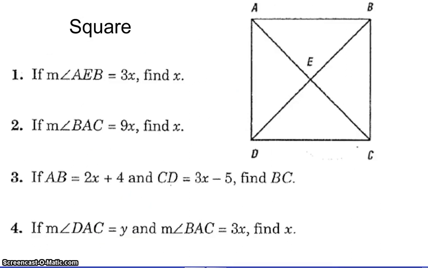The next one, we're going to look at properties of a square. Some of them are very similar to, or they are, some of them are from the rhombus. So in this first one here, we know that AEB right here is 3x. Well, I know that diagonals are perpendicular to each other, so I can set 3x equal to 90 and solve for x.